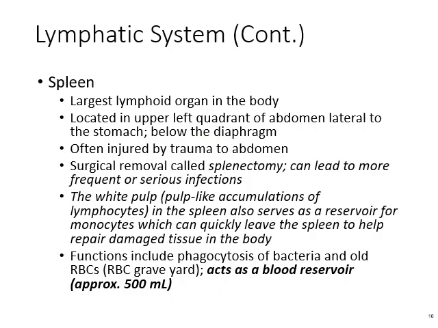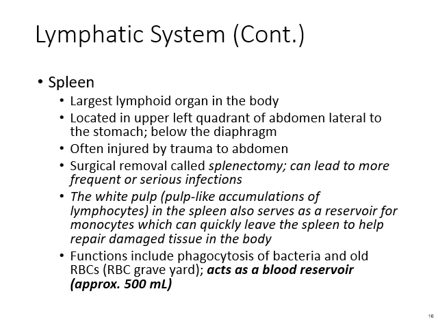The spleen. The spleen is the largest lymphoid organ in the body. It is located in the upper left quadrant of the abdomen, lateral to the stomach and below the diaphragm. It is often injured by trauma to the abdomen. Surgical removal is called a splenectomy, and it can lead to more frequent or serious infections.